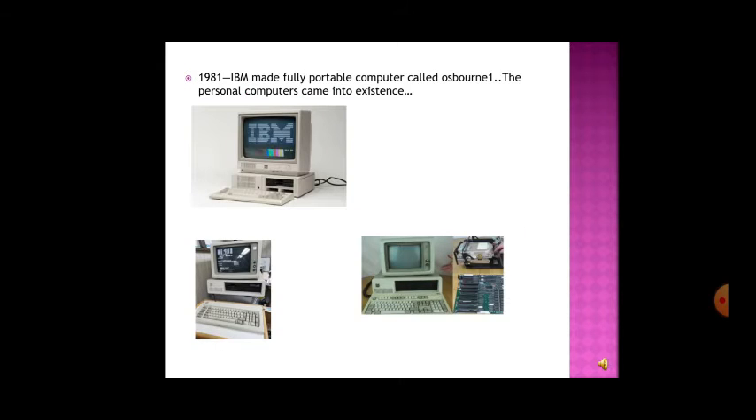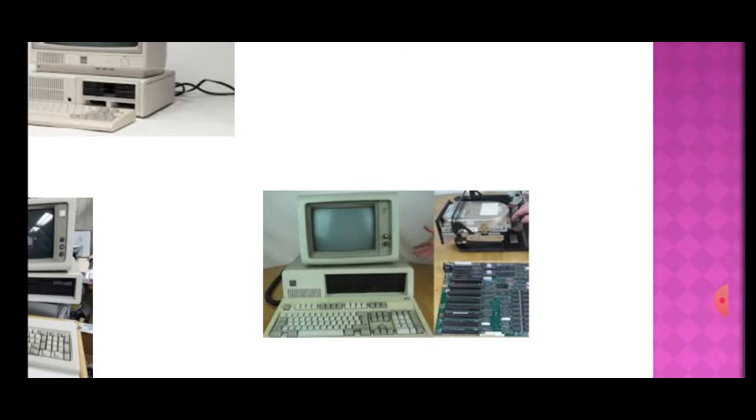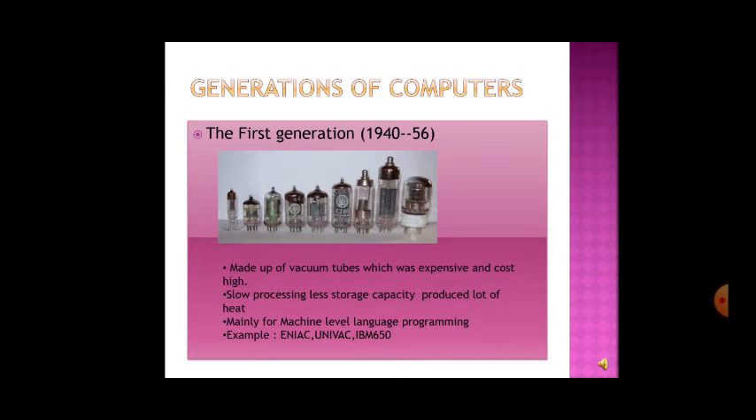In 1981, IBM made a fully portable computer called Osborne. So personal computers came into existence. What we call personal computers just came in 1981. IBM were the first company to make these personal computers. You can see in the images some of the personal computers, how they looked in 1981, compared to what we are using now.